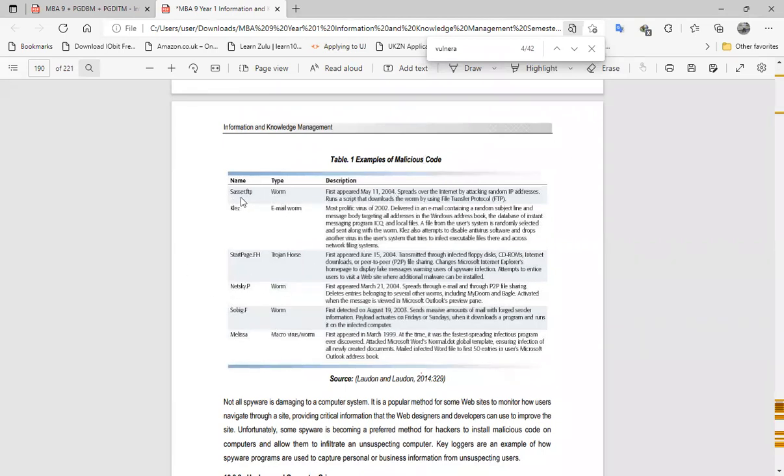For example, here is what they call Caesar.ftp. It's a worm, and it first appeared in May 2011. What it will do is spread over the internet by attacking random IP addresses. When they're talking about a random IP address, it's more like an address that your computer has on the internet.